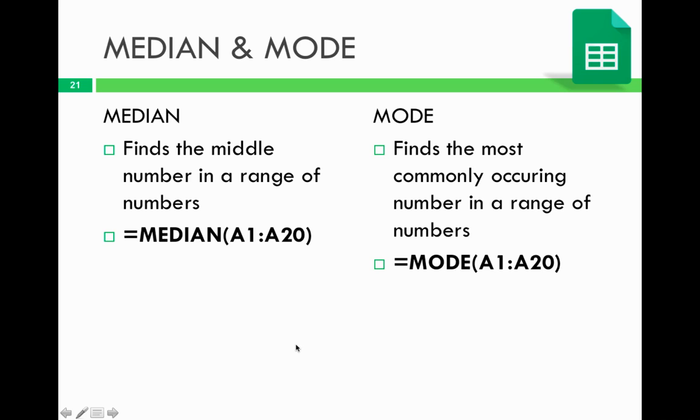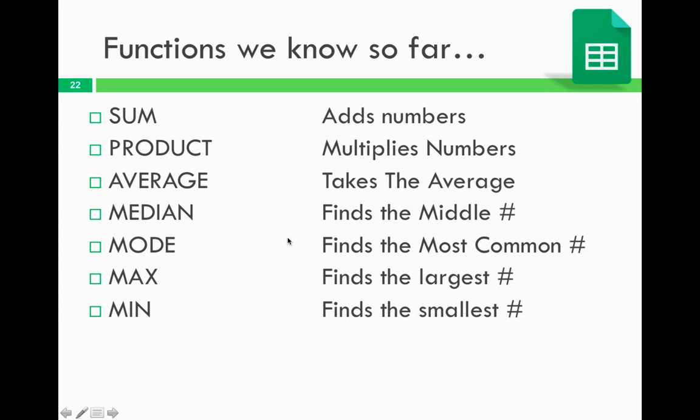And the mode, if you remember from elementary school math, is the most commonly occurring number in a range. Which one occurs most frequently? Okay, so max, min, median, and mode. Median and mode also take the exact same types of arguments that we have seen over and over again so far: a list of numbers, a list of cell references, or a range of cells. As a real quick recap, sum, product, average, max, min, median, and mode are the functions we've talked about so far.